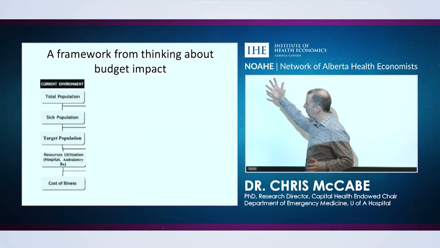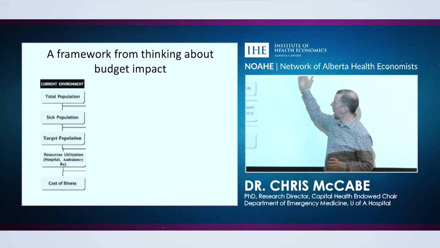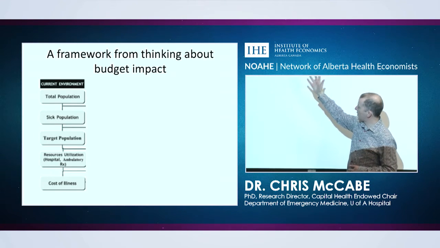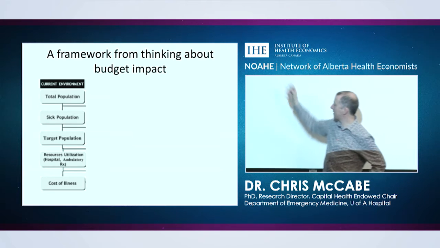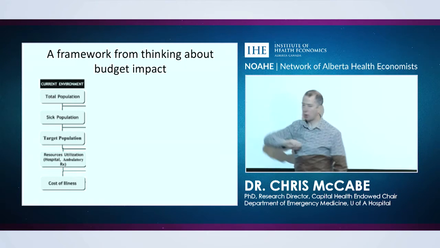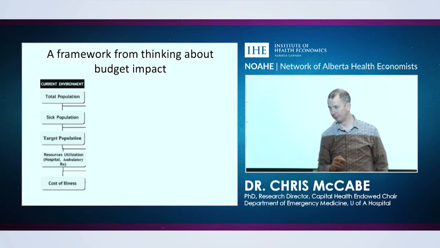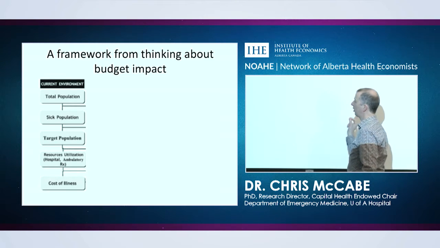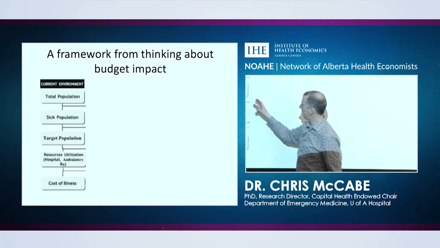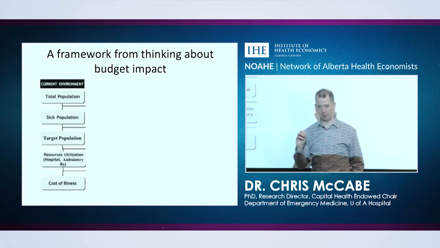We have our total population that we're caring for. What proportion of those are sick? Within that sick population, what proportion are target for this therapy? Which current therapies would it therefore substitute?